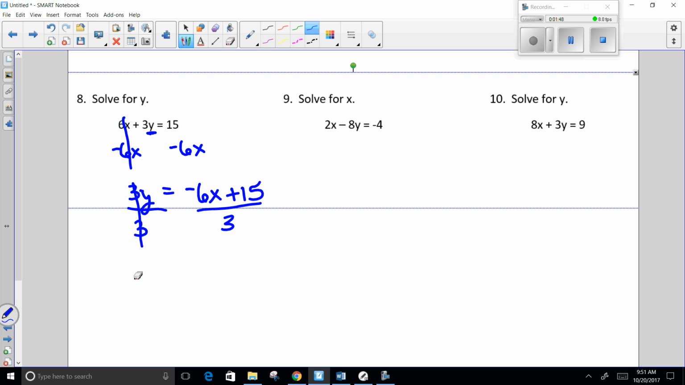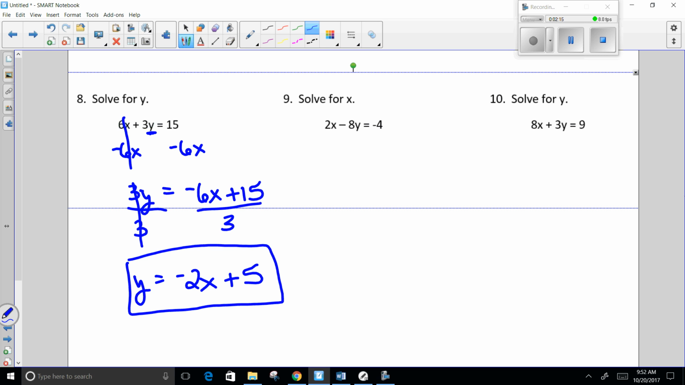The 3's cross out, and I get y equals, over on the right-hand side, this 3 gets divided into each term. You can divide anything. You can only add and subtract like terms. So negative 6x divided by 3 is negative 2x. 15 divided by 3 is a positive 5. Y is by itself. Negative 2x and 5 are not like terms. This is your final answer.